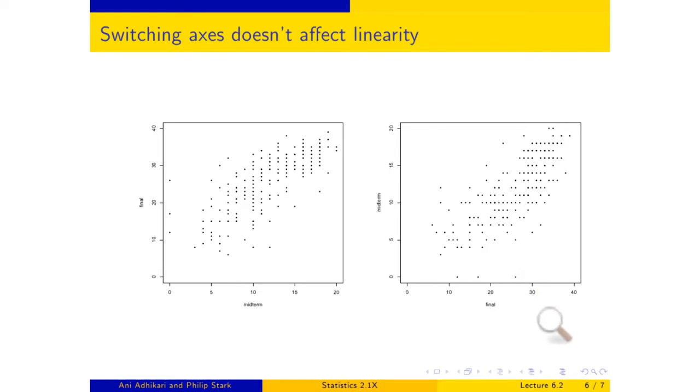And the point regarding correlation is that this figure has a certain degree of clustering about a straight line, and this figure has exactly the same degree of clustering about a straight line. We haven't affected the degree of clustering at all. So r remains the same. And what does this do for us? What this does is it says you can talk about the correlation between midterm and final, or the correlation between final and midterm. You don't have to stress about which variable you are uttering first.